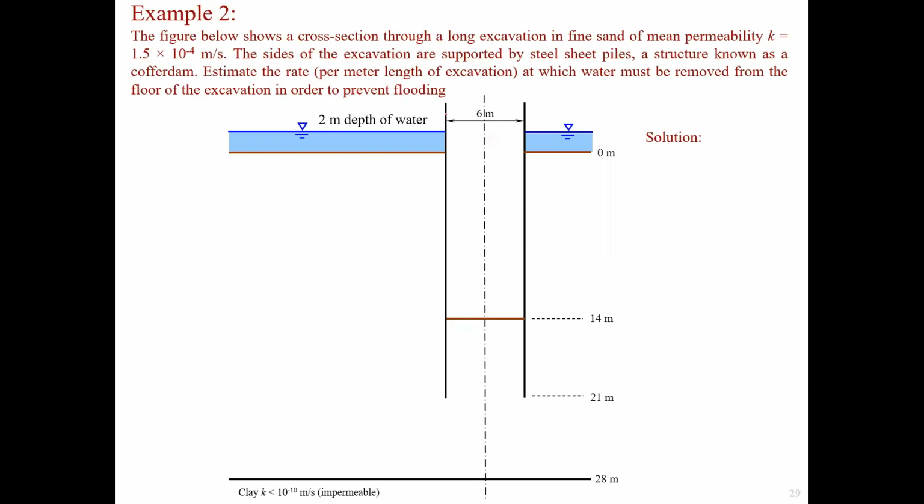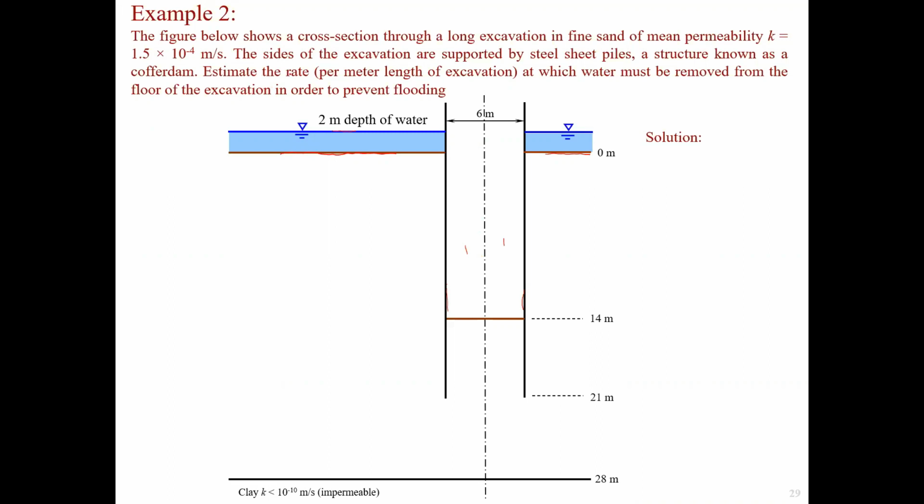This excavation means we install some steel sheet piles. That's the one pile, that's another pile. And then we dig some soil out. That's the original soil surface, then 0. And obviously there are 2 meters of water above the ground. Also, this type of structure is called a cofferdam.